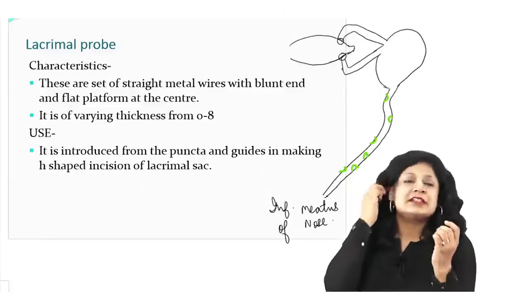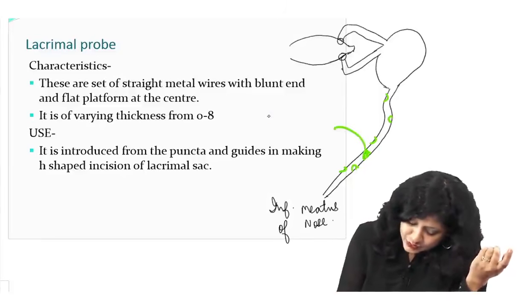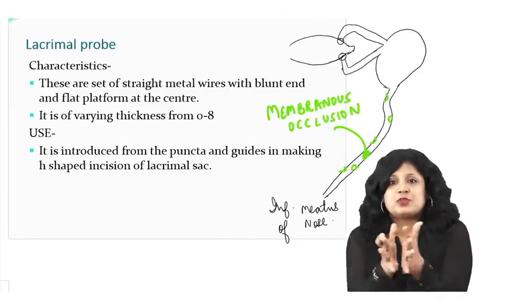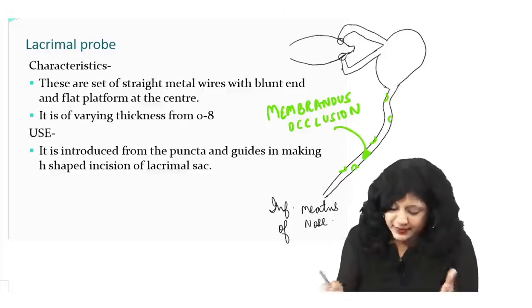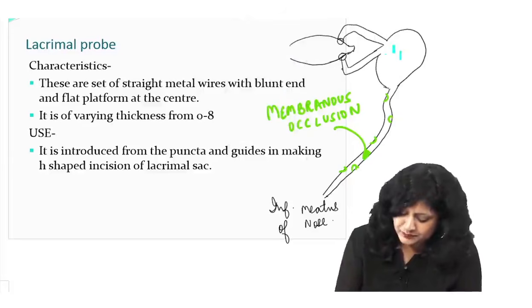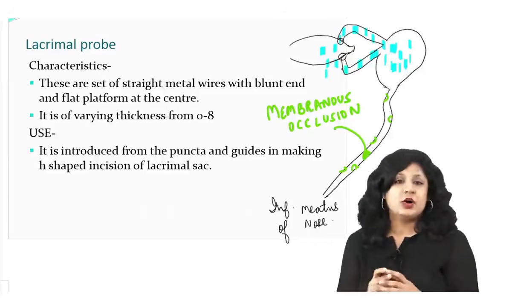So what happens in cases of congenital dacryocystitis? One of the valves gets enlarged. So this is what you call the membranous occlusion. This membranous occlusion will clog this pathway, due to which you will have a lot of accumulation of the tears, and they will be backflowing, and this will be leading to the tearing also.